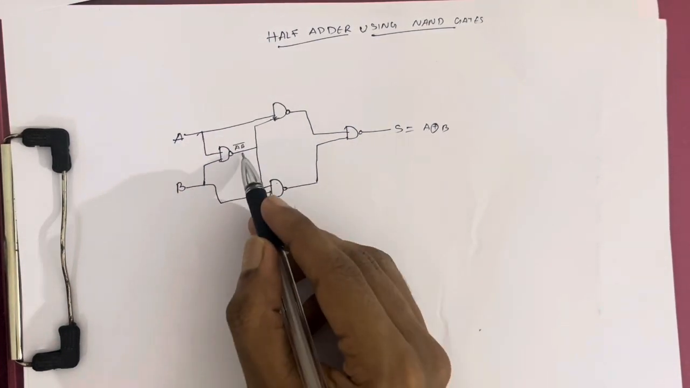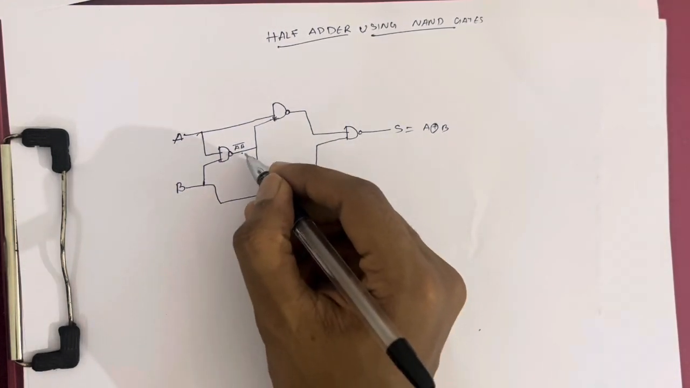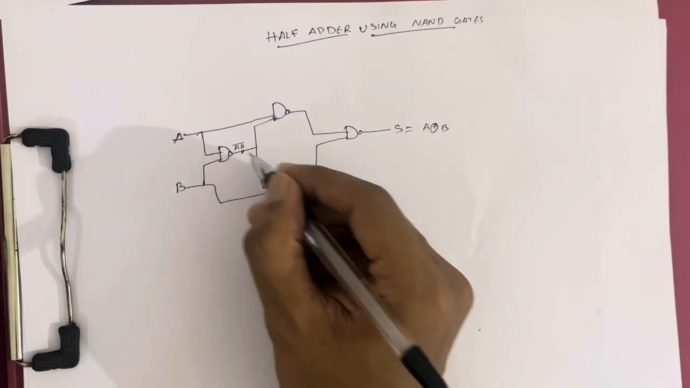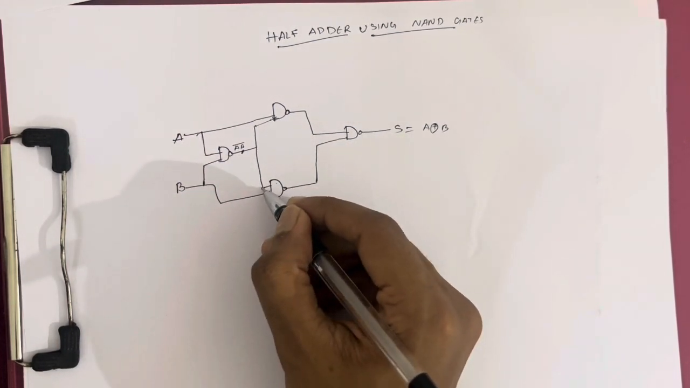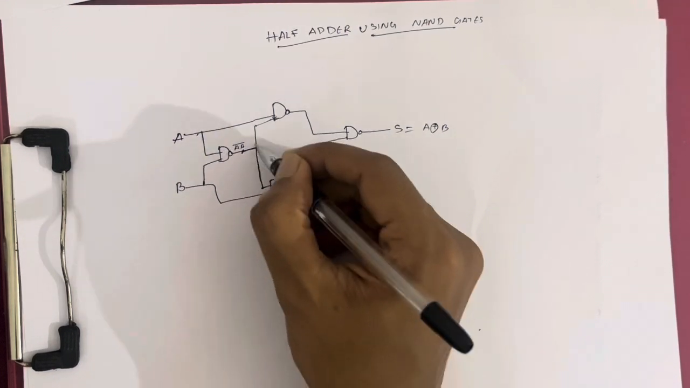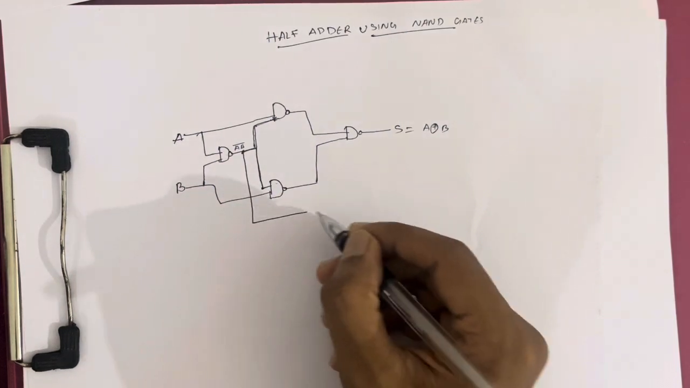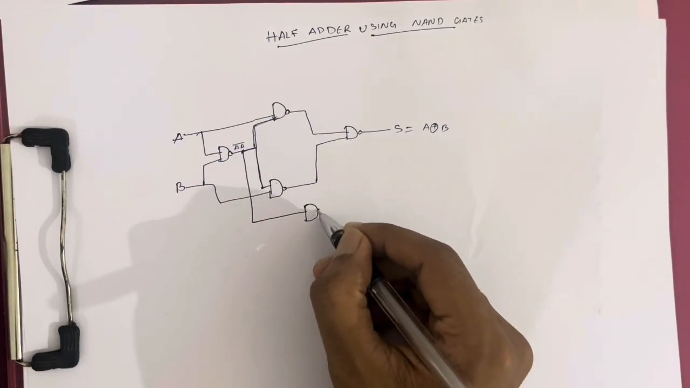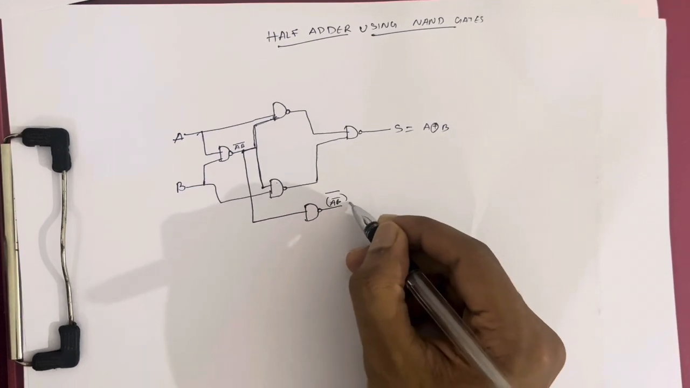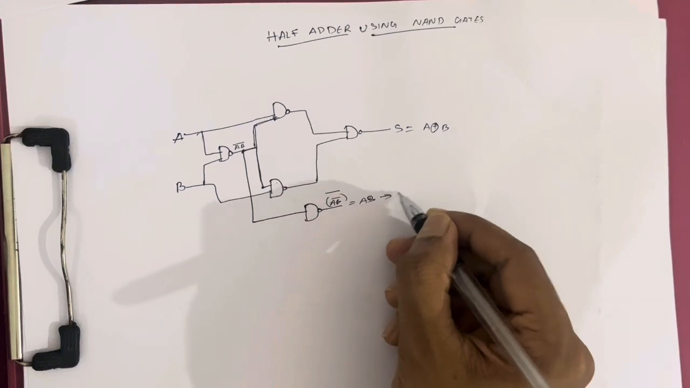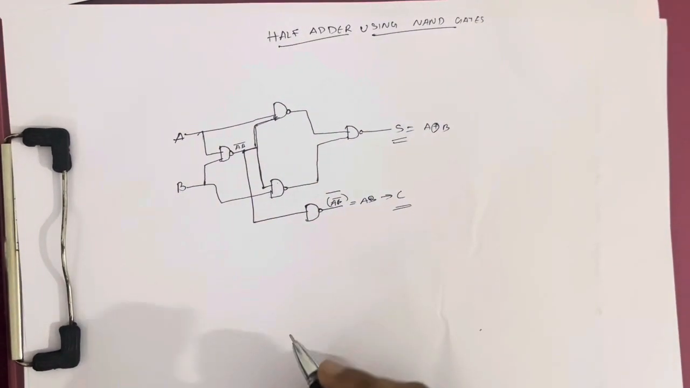From this AB whole complement we need to convert to AB. It's simple. You can take from here or here, anything. So I am taking from here. It's the same, right? AB whole complement. Take from here and come to another NAND, which gives the complement of AB whole complement, which is nothing but AB, which is our carry. Simple as that. So we constructed the half adder using NAND gates only.